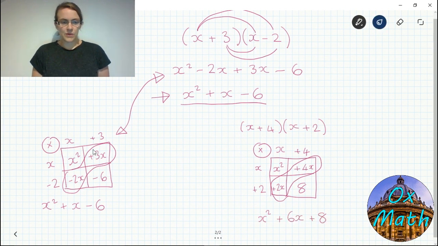Now if we compare the two grids, we can see that in both cases we end up with an x squared in the top left.